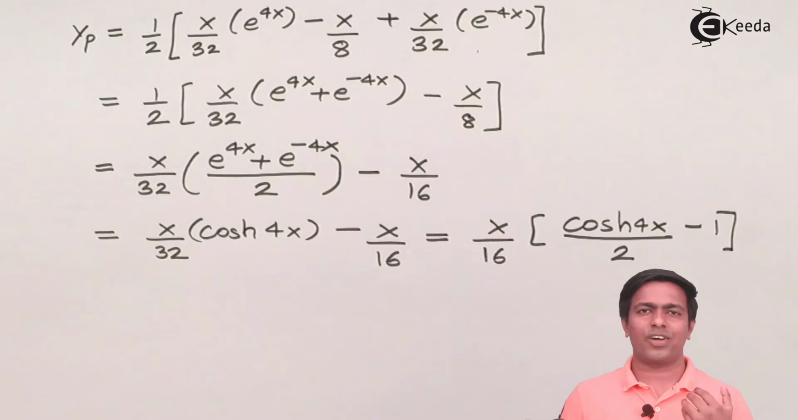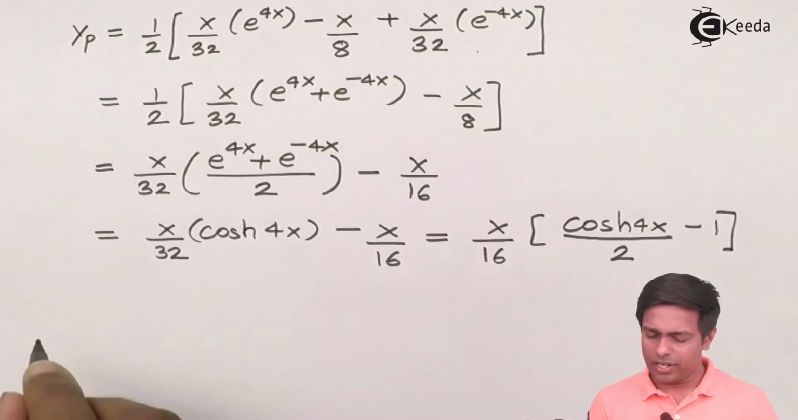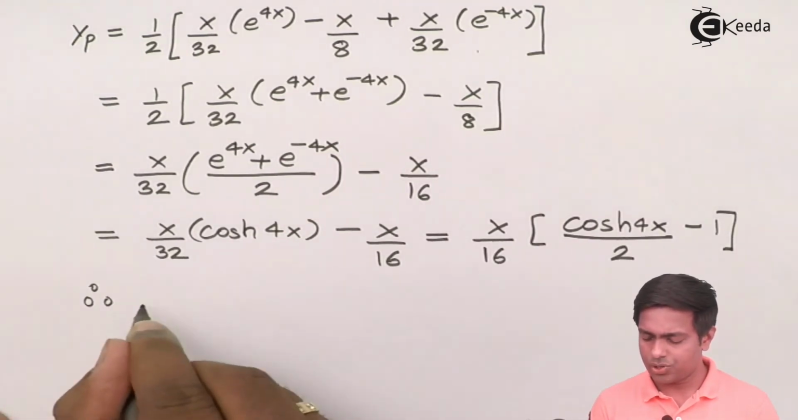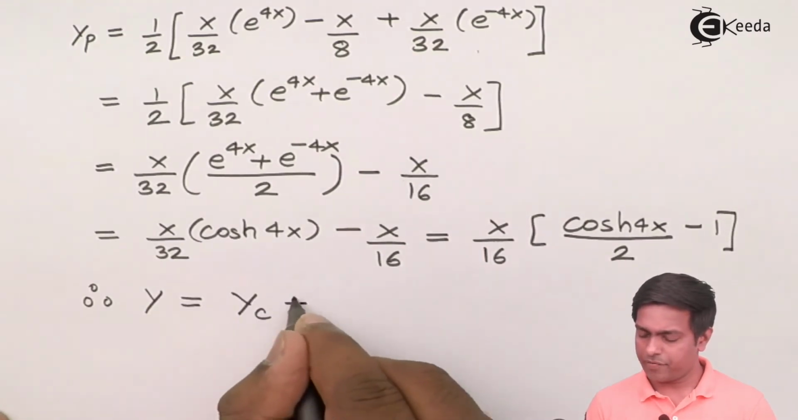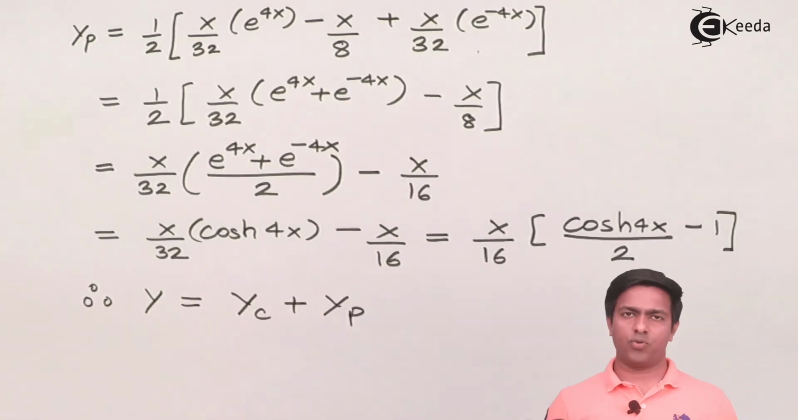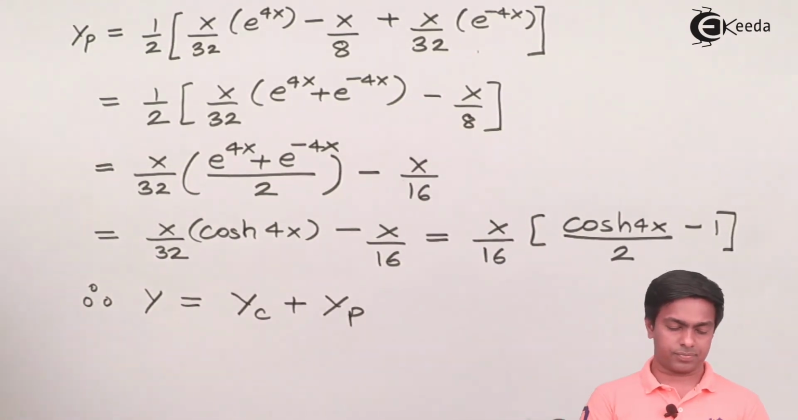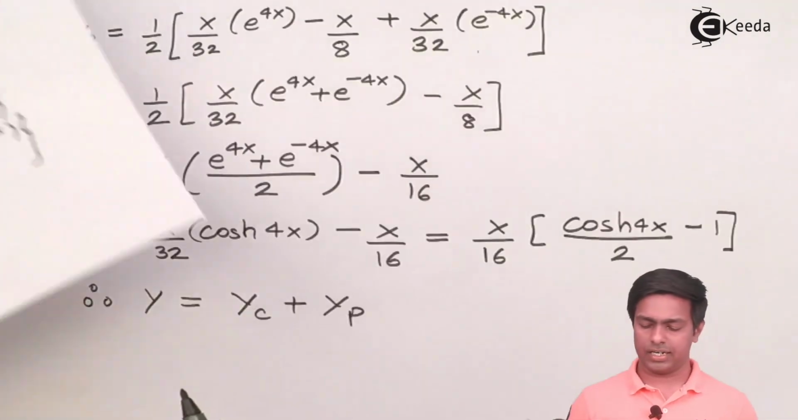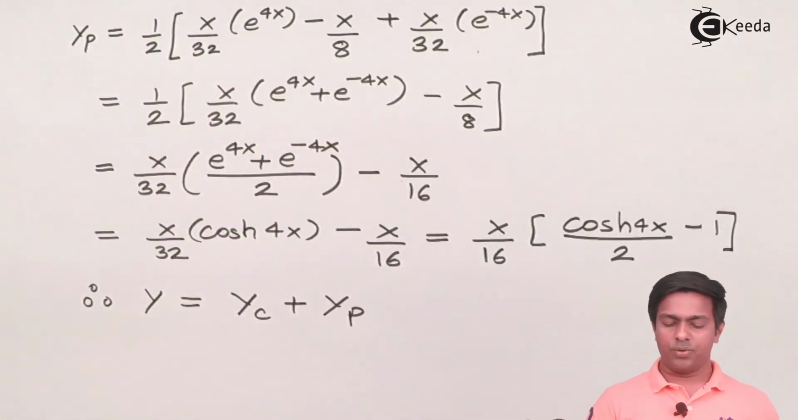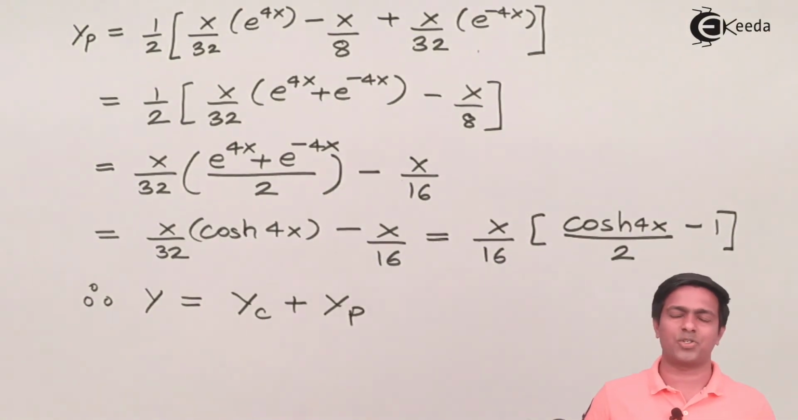So we got the value of complementary function and particular integral. Now just last step where we will take these two values and we'll add them again. So therefore the final solution or the complete solution, which is y, is given by this complementary function plus particular integral. So guys, what you have to do is copy this value of yp here and this value of yc here, and you'll get the final answer. So this is how we got the solution of the given higher order differential equation.